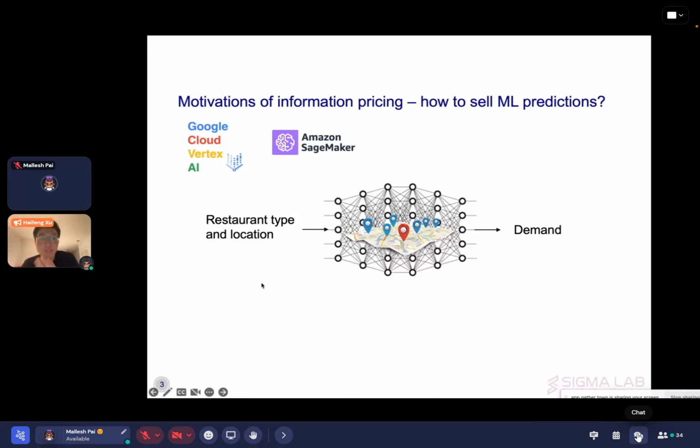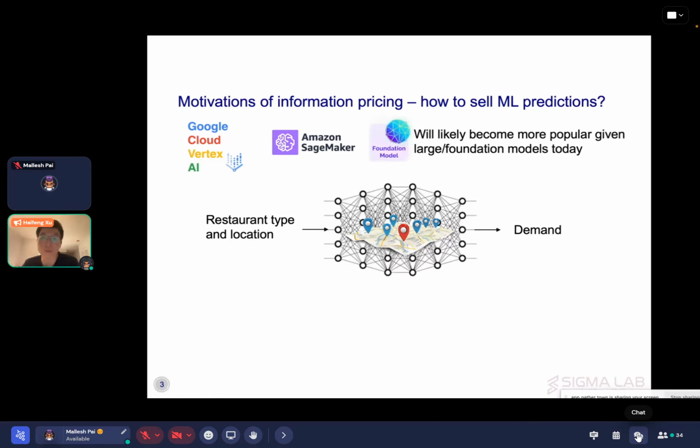And this is already happening, maybe not at the restaurant level, but many slightly larger startups are purchasing predictions from Google. And I would imagine it will only become more popular, given the explosion of large language models or large machine learning models in general, sometimes called foundation models nowadays, which can make predictions for different tasks of similar spirits.